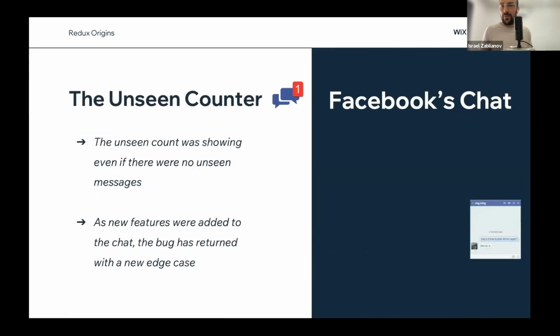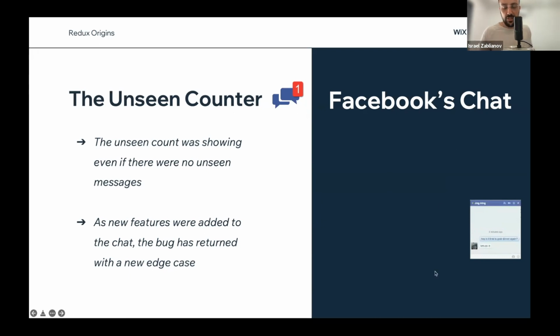Facebook had this problem in their chat application. They had this feature of the unseen counter. We all know it, like the messages icon with the red counter above that's saying how many unread threads we have. So how did it all start?